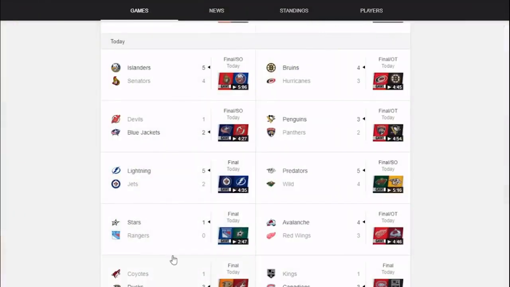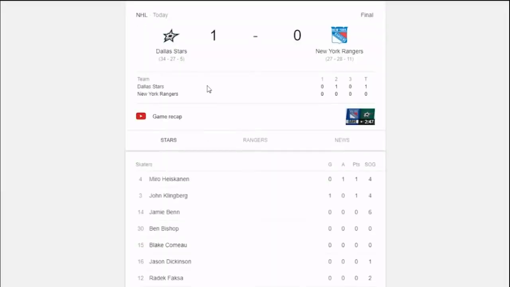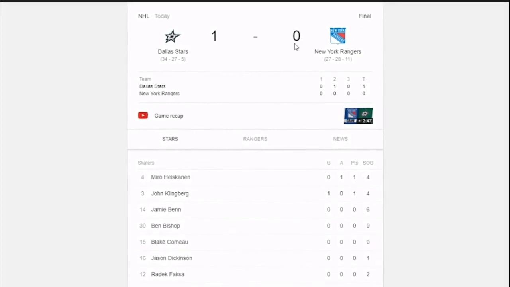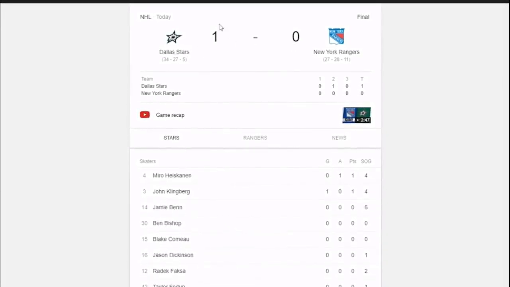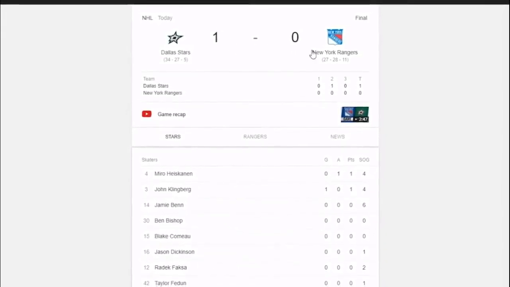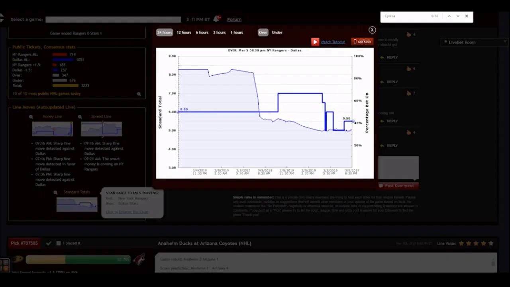Let's see the results. And the result was a bit ridiculous for a hockey game, it's 1-0. Dallas won in a very low scoring game. So our prediction again came true. So I hope by now, guys, you appreciate how accurate this tool is.